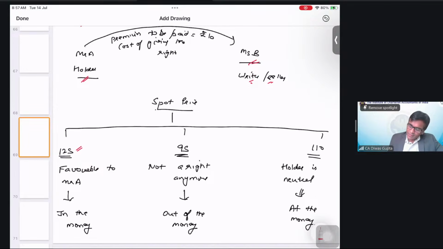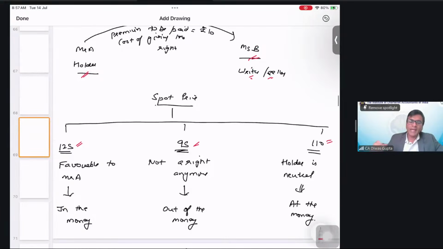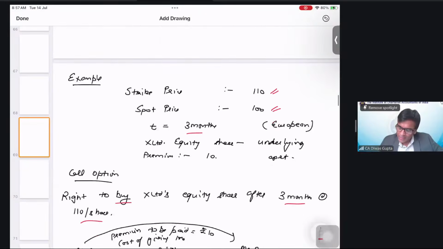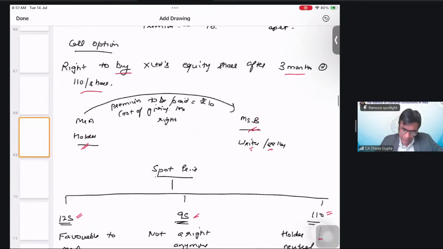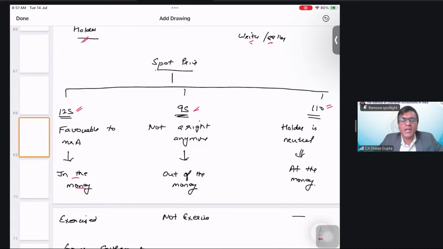Now, if the spot price is 125, 95, or 110, is this favorable to Mr. A? For 125, the answer is yes. So it will become in the money. In the money means the option is giving value to the holder, and the value to the holder will be given once the actual spot price is higher than the strike price. Here the strike price was 110. The spot price is 125. If it is a call option, then a higher price than the strike price will result in benefit to the holder. We have discussed this above, right? So it is in the money.